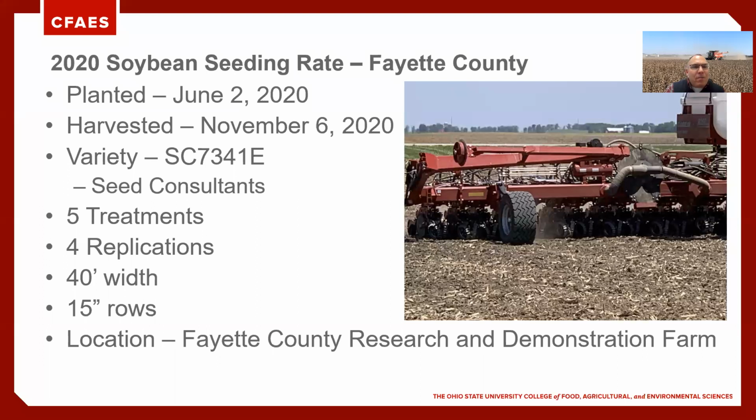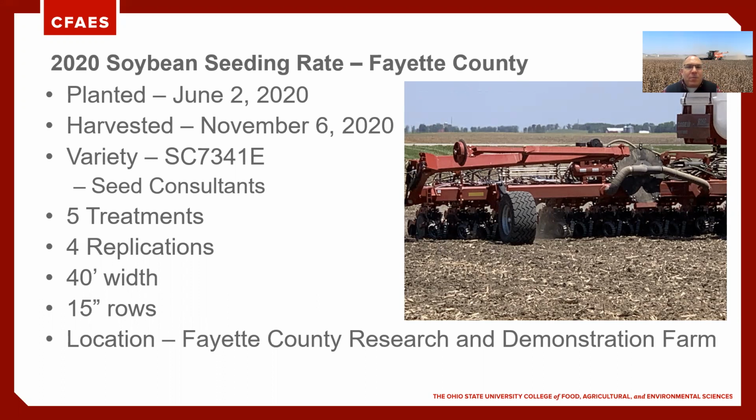Just to give you some background, the soybean seeding rate study here in Fayette County was planted on June 2nd. We harvested that on November 6th. The seed variety that we were able to use was Seed Consultants 734-1E, which is an Enlist product.